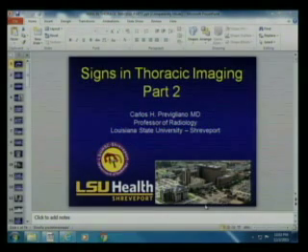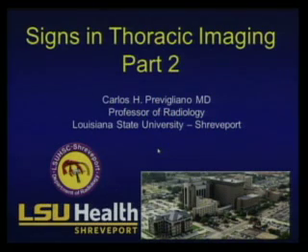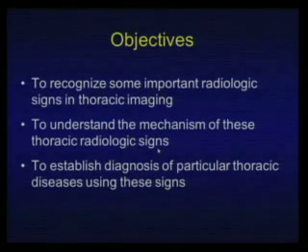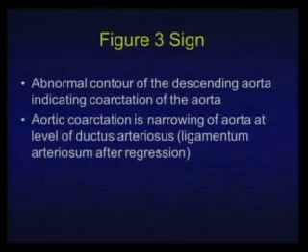Today we will see the second part of this talk about the signs that we can see in thoracic imaging. And the first slide is to remind you the objective of these two talks. One of the objectives is that you can recognize important radiological signs that can be seen in any modality, CT or chest X-ray, understand the mechanism of production of the signs, and the most important, try to establish a diagnosis or differential diagnosis using the signs.